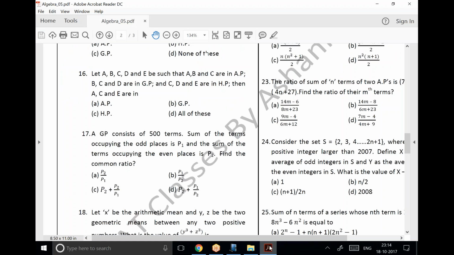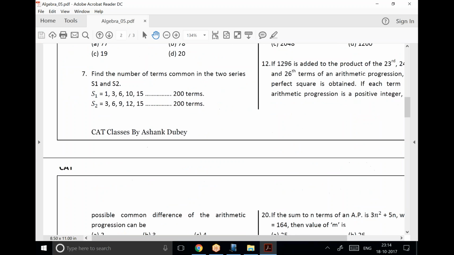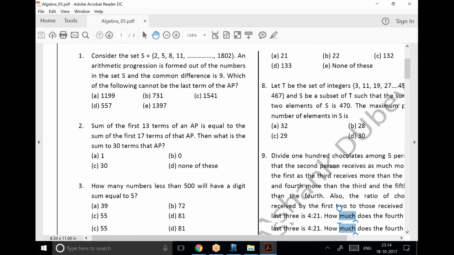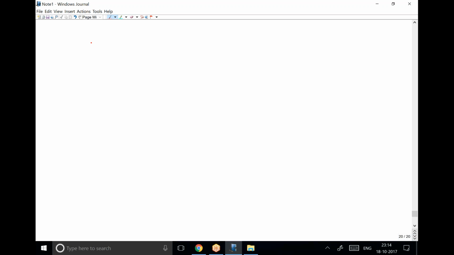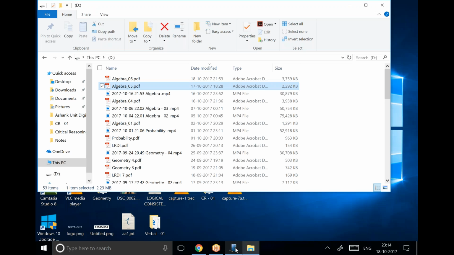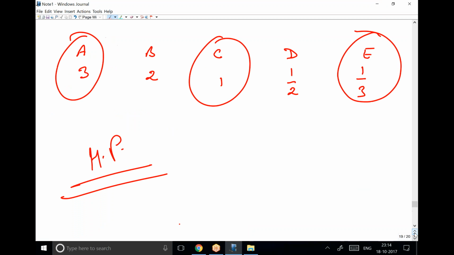So now it is your task to finish both the sheets, before we start with the workshop, because this Sunday we'll be having workshops on LR. Is it HP or GP? I showed you it is a GP only. You can see from here 3, 1 and 1 by 3, it is a GP. It comes out to be GP.